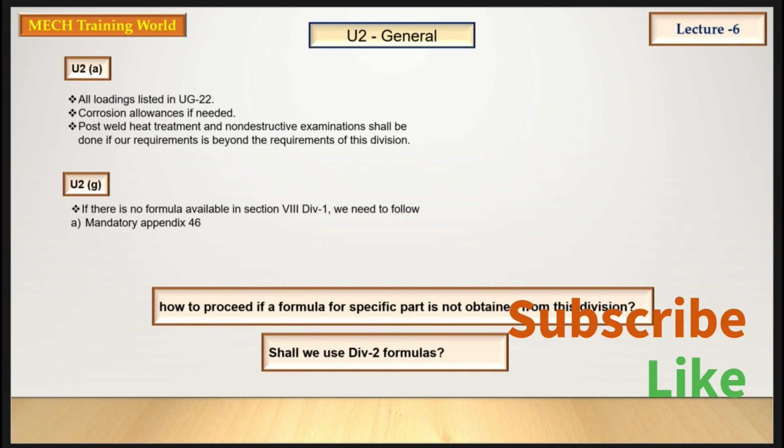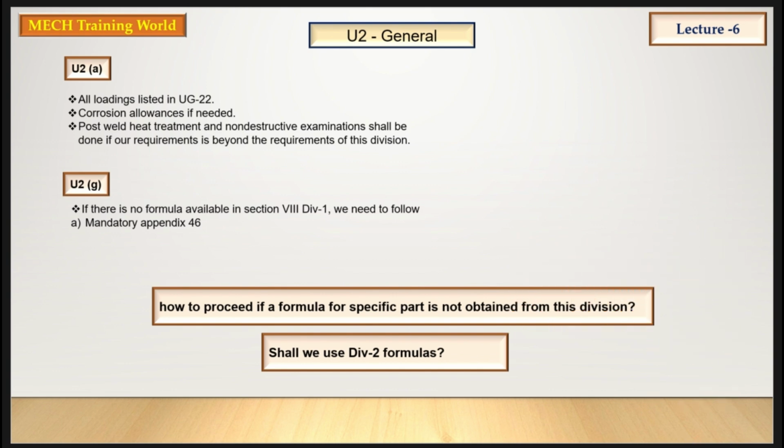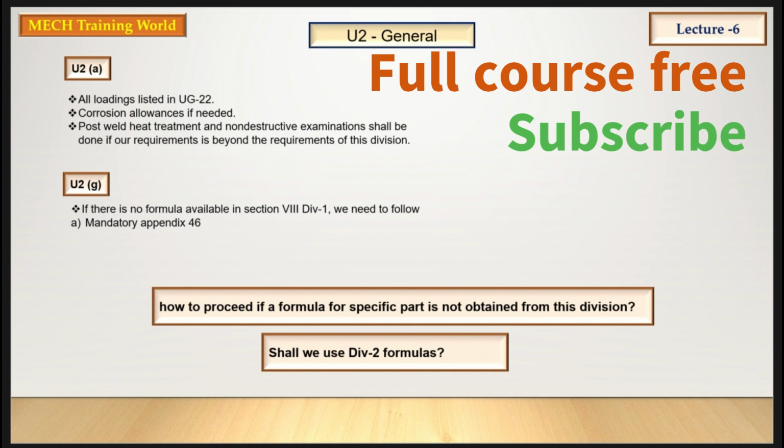Okay, so what allowable stresses do we need to consider if we use those Division 2 formulas for that particular part? What is your opinion, guys? Comment in the comment section. So the answer is, we need to use Division 1 allowable stresses only, because our main code to design the pressure vessel is Division 1. So we need to consider allowable stresses as per Division 1 only. If you take allowable stresses as per Division 2, there may be chances of failure in our cases. I hope you understand my point.